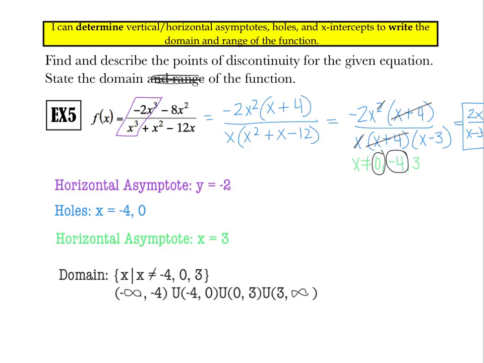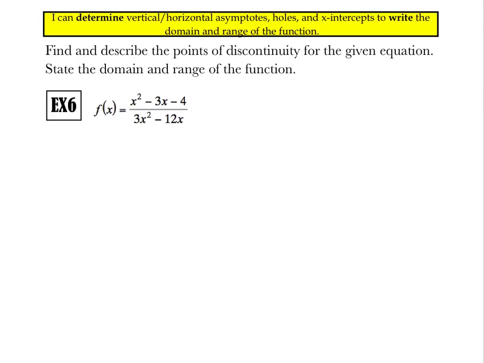And when I went to simplify, the x plus 4 canceled, so that made negative 4 a hole. But also, there were 2 x's on the top and 1 on the bottom, so the x equals 0 also canceled. So that's why there's a hole there. And then what remained was the x minus 3, so that meant that the x equals 3 restriction became a vertical asymptote. And then those numbers together just became the domain. So if you have any questions or points of confusion, please make sure to write those down now, and we'll talk about them tomorrow. Alright, final example.